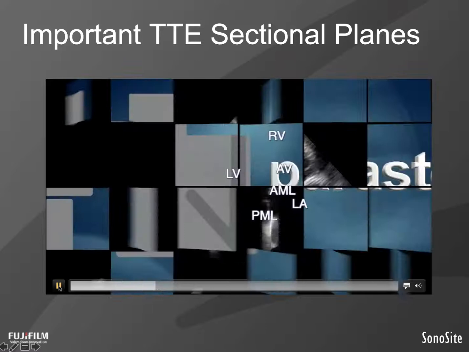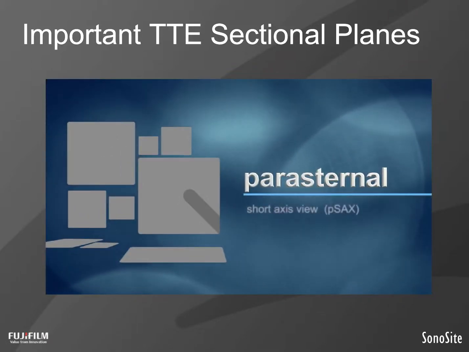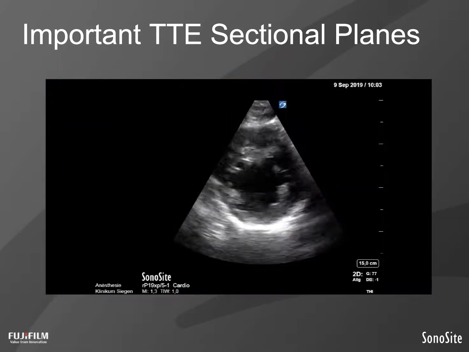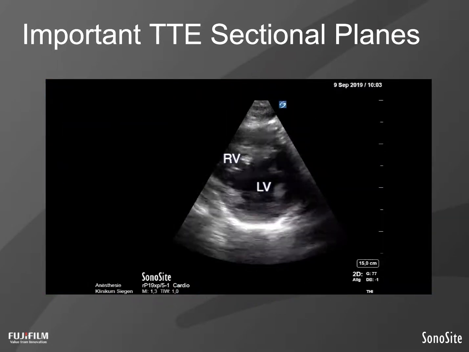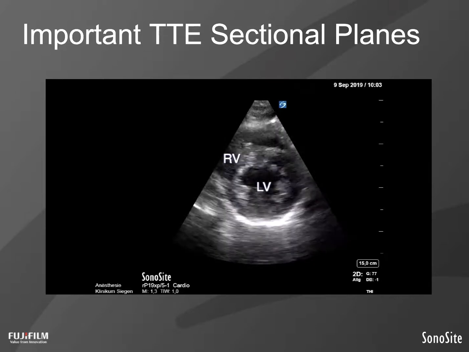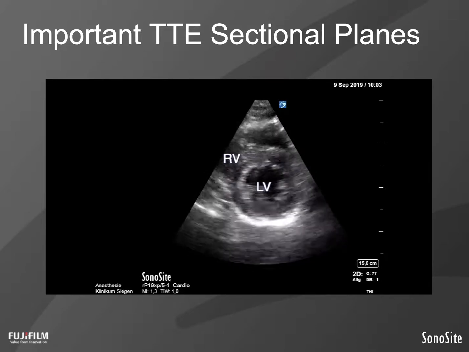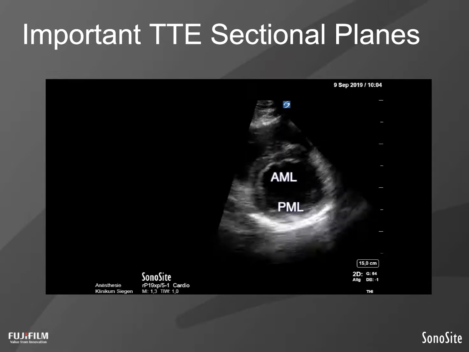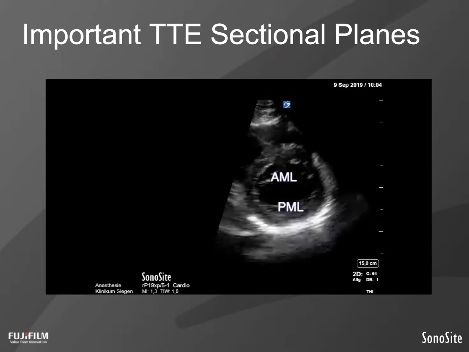Turning the probe 90 degrees towards the patient's left shoulder, you can easily access the parasternal short axis view. You can see the right ventricle and the left ventricle with the papillary muscles. By swiping towards the patient's right shoulder, you can see the anterior and posterior mitral leaflet.